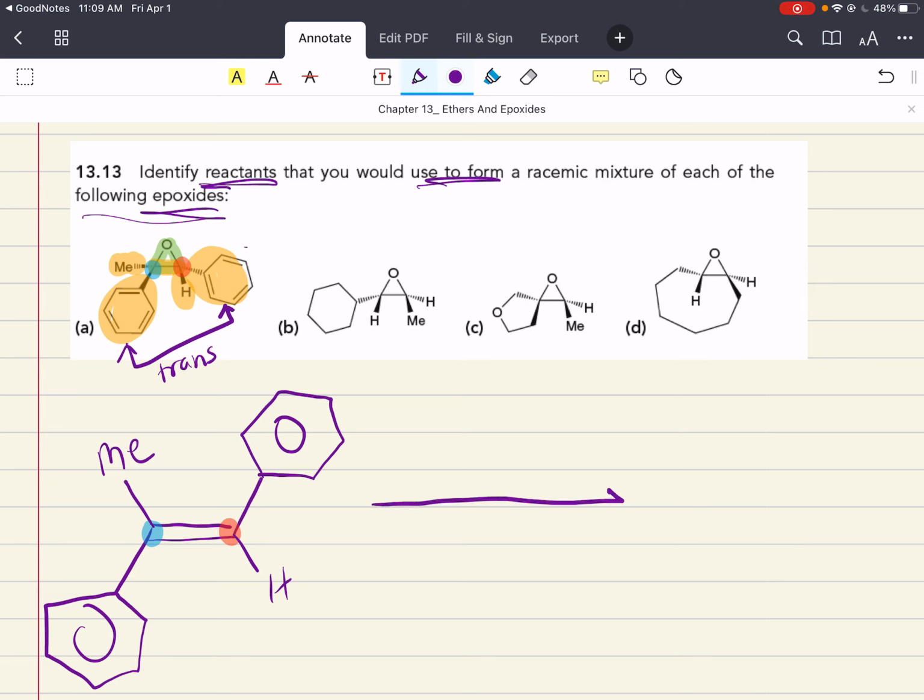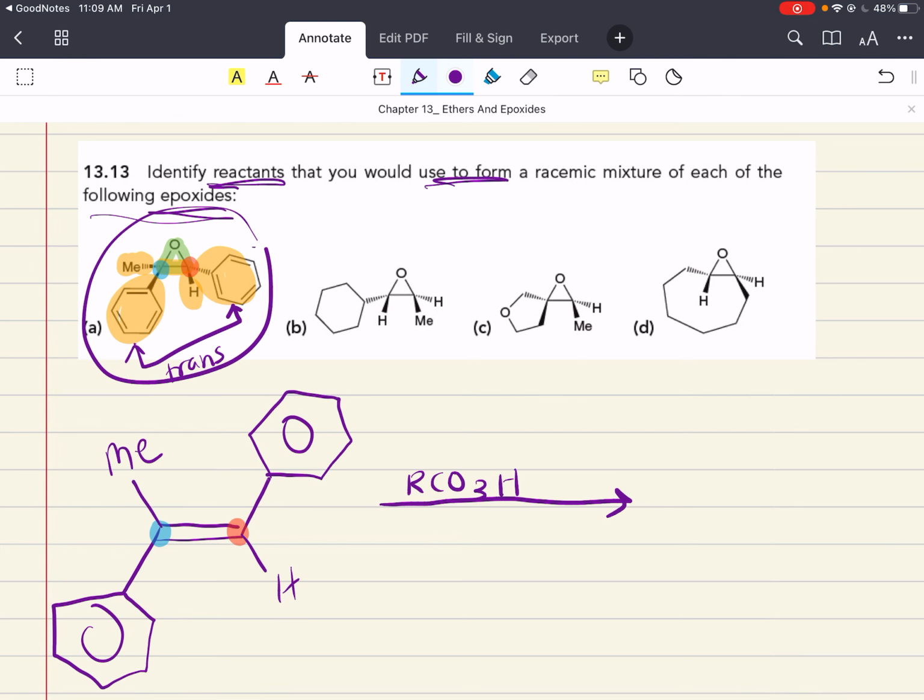And what are we going to treat this with? Well, peroxy acid, obviously. So our RCO3H. We're going to treat it with this, and what we get at the end is our final product, which is drawn here. I don't want to try to draw that again. That is a lot.